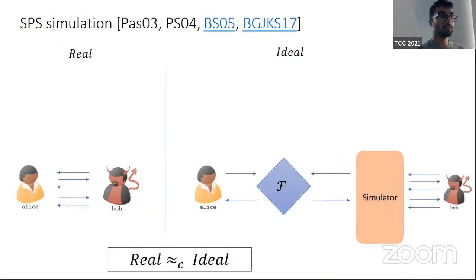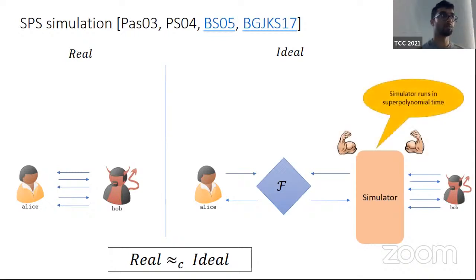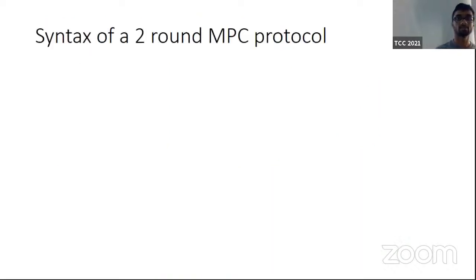With that, let me give a brief description of what super polynomial simulation is. Here we describe security in the usual real-ideal paradigm, saying that the real world protocol is secure if there is an ideal world simulator which can produce a computationally indistinguishable transcript. But the relaxation here is that we allow the simulator to run in super polynomial time. And this makes sense in many scenarios because in most cases, the ideal functionality itself is secure against super polynomial adversaries.